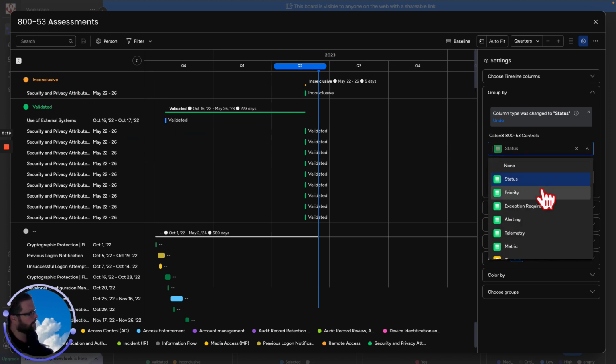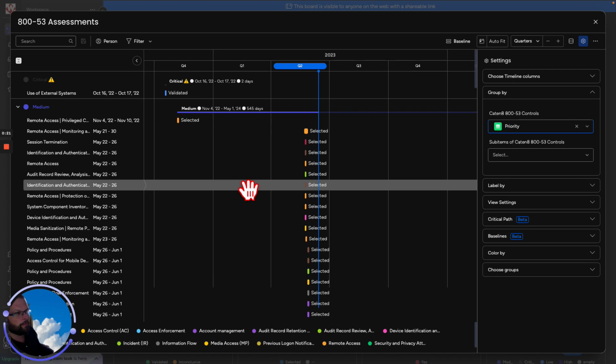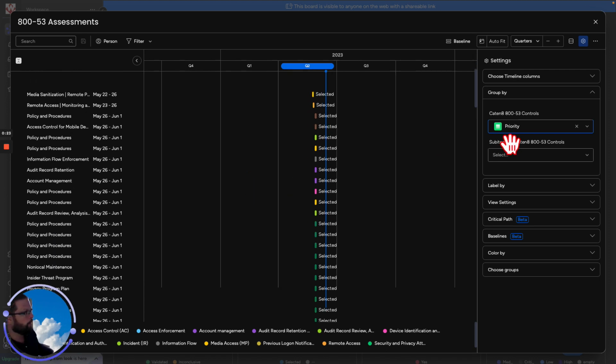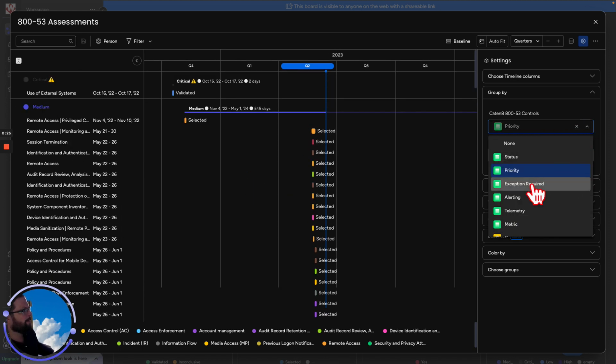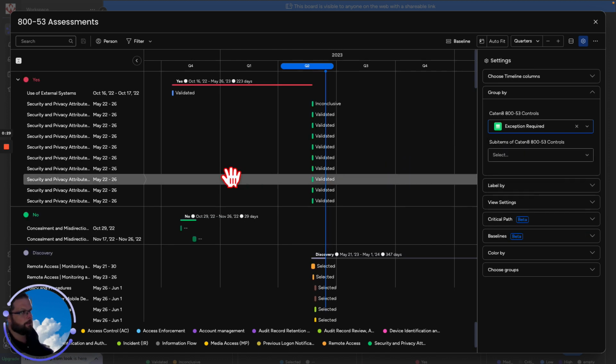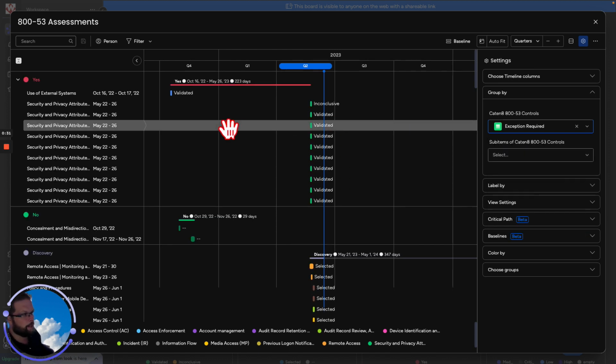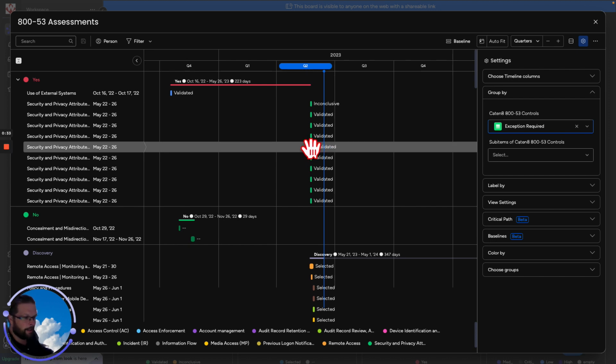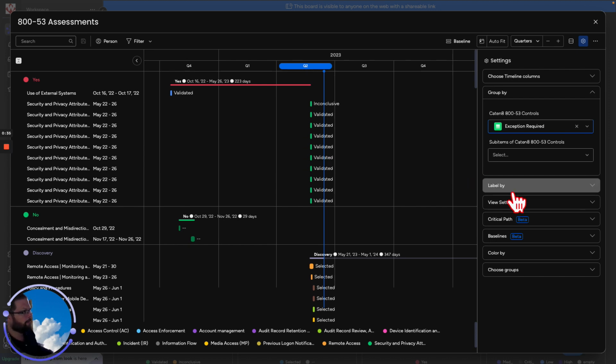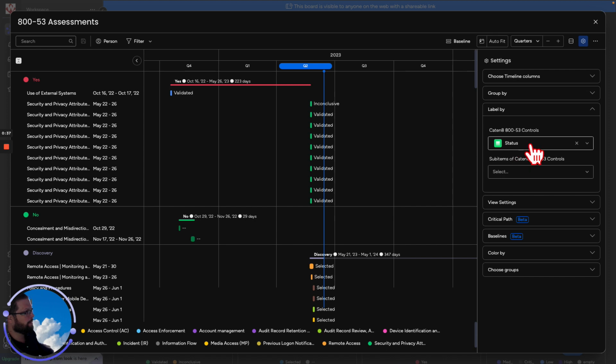Okay, that's one thing. What about priority? Now we have critical and medium and low priority controls and projects. What about if an exception is required? What control requires an exception? Oh, we see these controls have been accepted, but we see that they have also been validated. And we could change this label here instead of status.